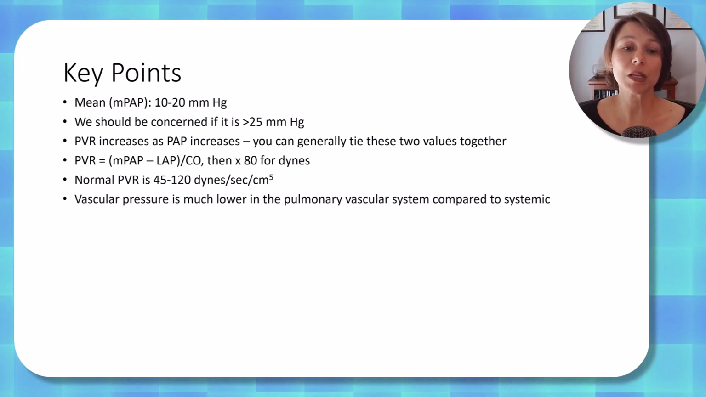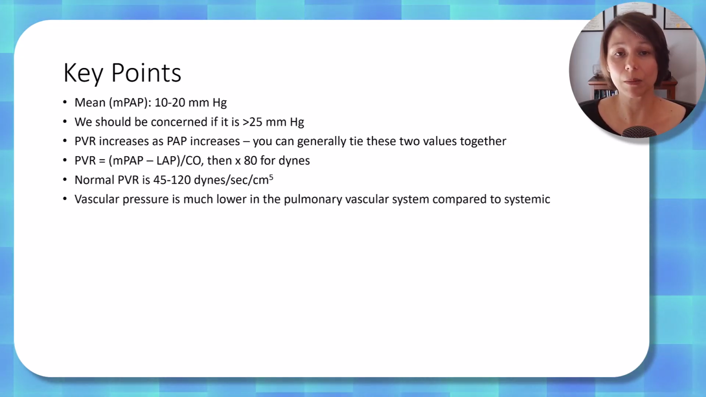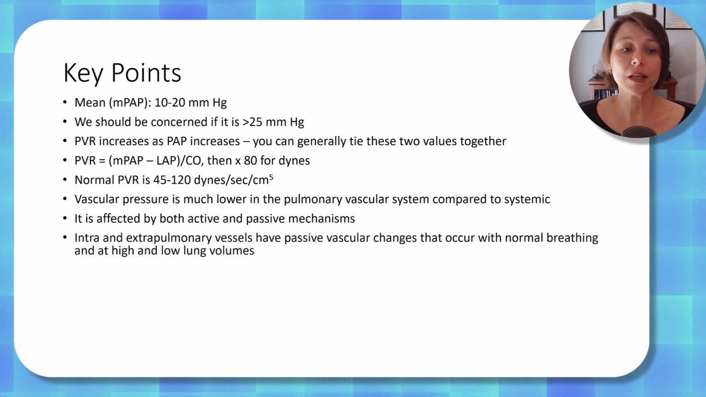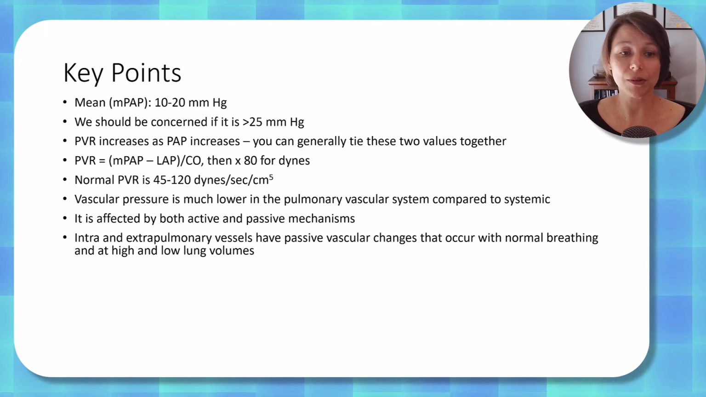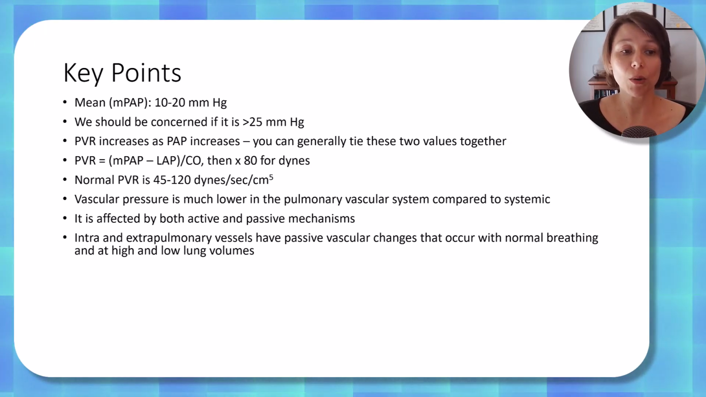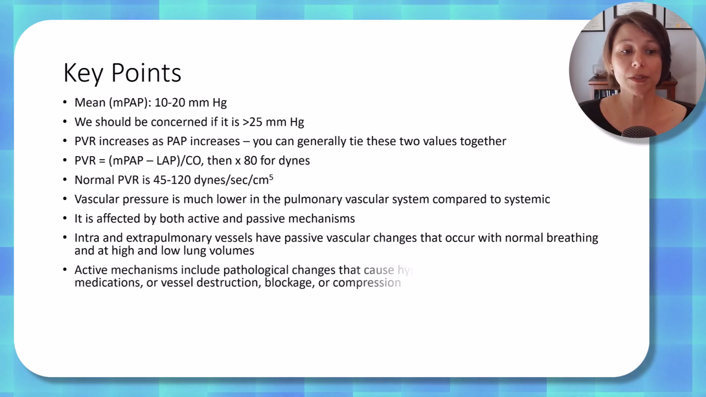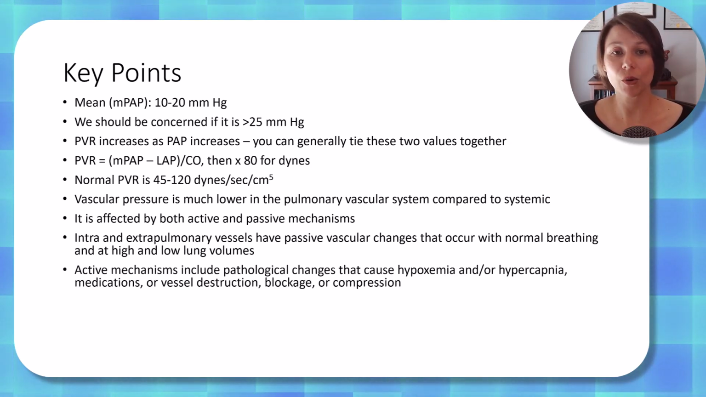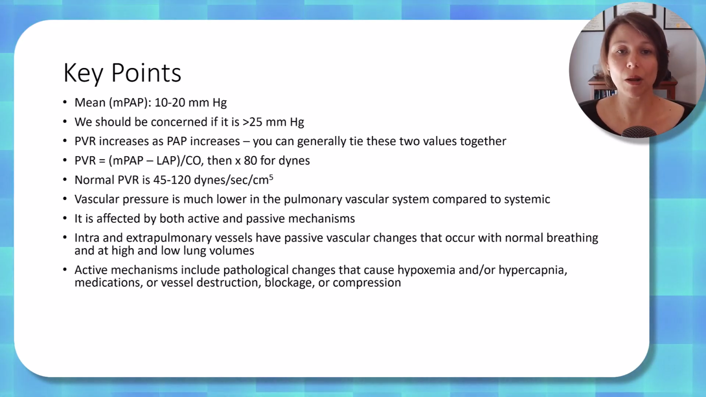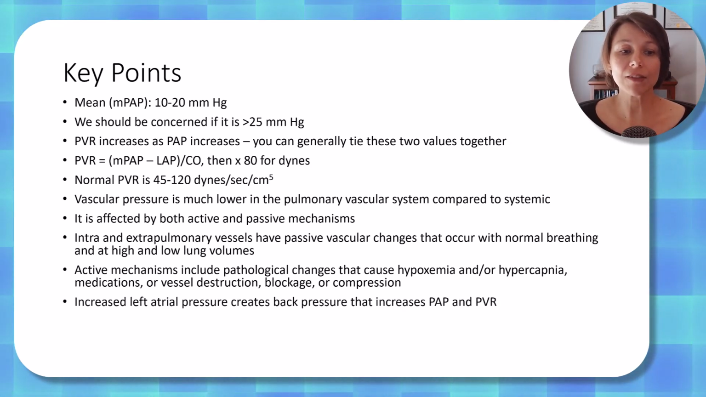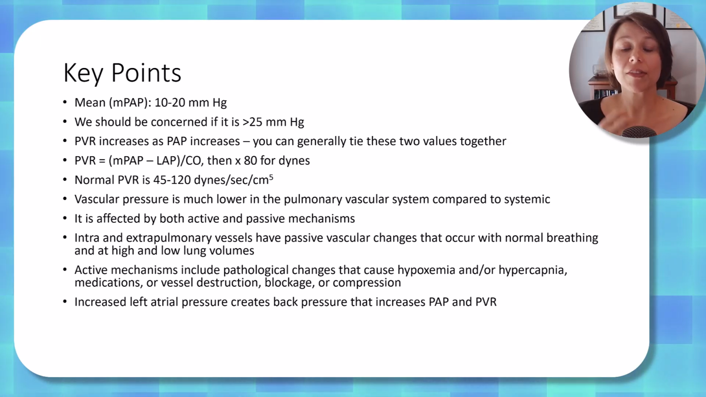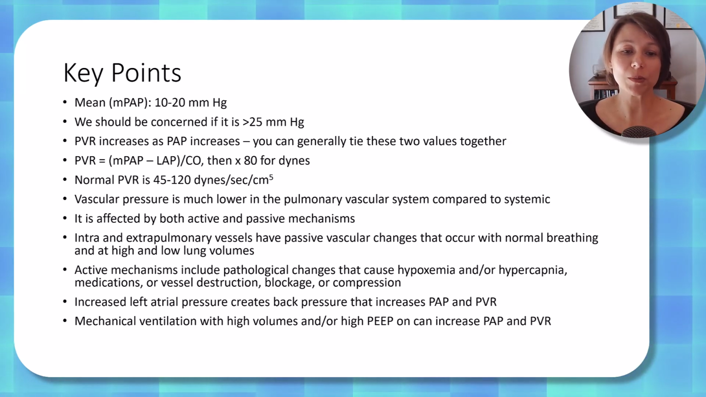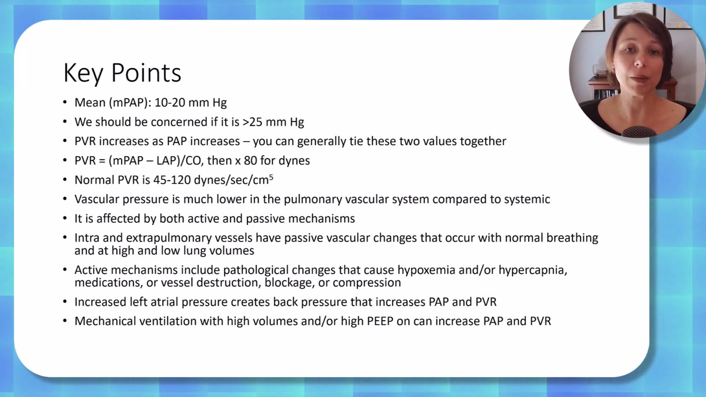Note that vascular pressure is really much lower in the pulmonary vascular system compared to systemic. It is affected by both active and passive mechanisms. Intra and extra pulmonary vessels have passive vascular changes that occur with normal breathing and at high and low lung volumes. Active mechanisms include pathological changes that cause hypoxemia and or hypercapnia, medications or vessel destruction, blockage, or compression. Increased left atrial pressure creates back pressure that increases pulmonary artery pressure and PVR. And mechanical ventilation with high volumes and or high PEEP can increase PAP and PVR.